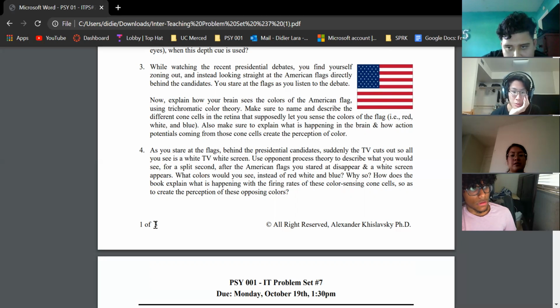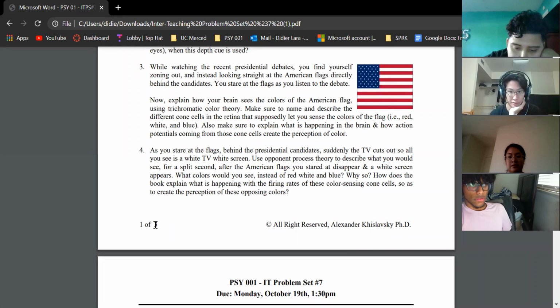For number 4, I put that opponent process theory is the concept that there are 3 opposing channels in our vision. Instead of white, red, and blue, I would see green, black, and yellow.